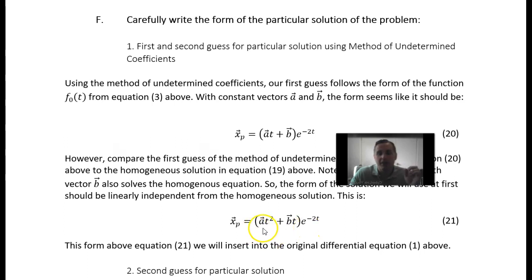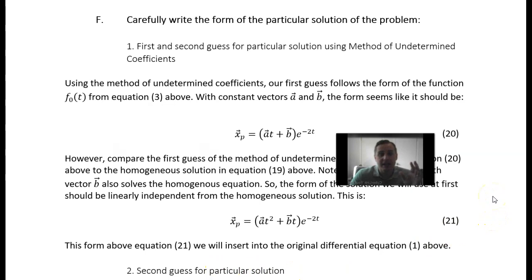Now, by the way, this method I think was first discovered by Euler, but it's certainly a well-known method when it comes to the method of undetermined coefficients, whenever your particular solution matches the homogeneous solution. So this is what we have. This form, equation 21 above, we will insert into the original differential equation. So now let's look at this second guess for the particular solution.